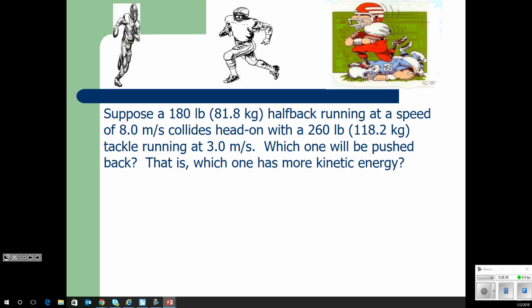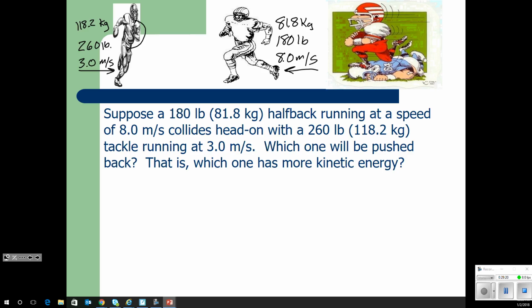So I'm going to say that this is my 180-pound dude, which is actually 81.8 kilograms, and he's going 8.0 meters per second that way. Okay? This guy, I know he should be a little bit fatter. We'll make him a little fatter. He's a 260-pound, 118.2 kilogram, but he's only going this way 3.0 meters per second. So I want to know which one's going to be pushed back and which one has the most kinetic energy.